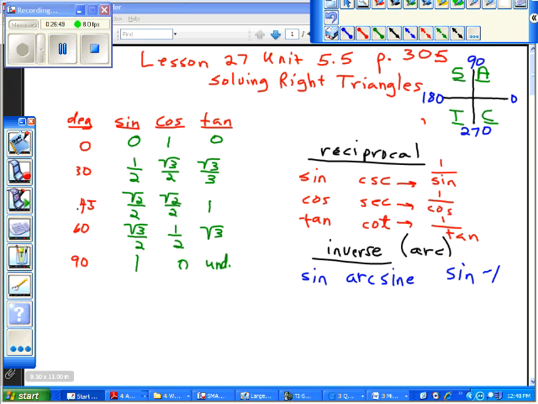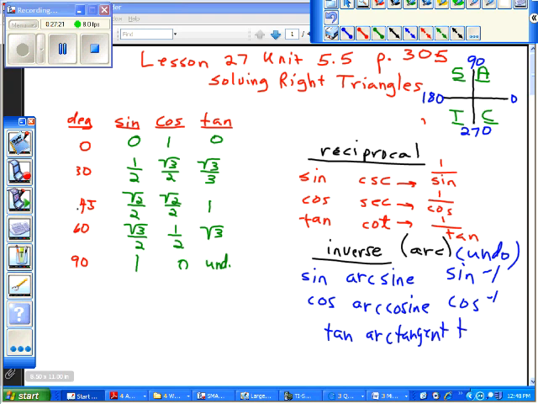You undo sine. If you were in my Algebra 1 class, I talk about doing and undoing. Division undoes multiplication. Arc sine undoes sine. Cosine. The inverse of cosine is arc cosine, which looks like this. And the inverse of tangent is arc tangent, which looks like that.